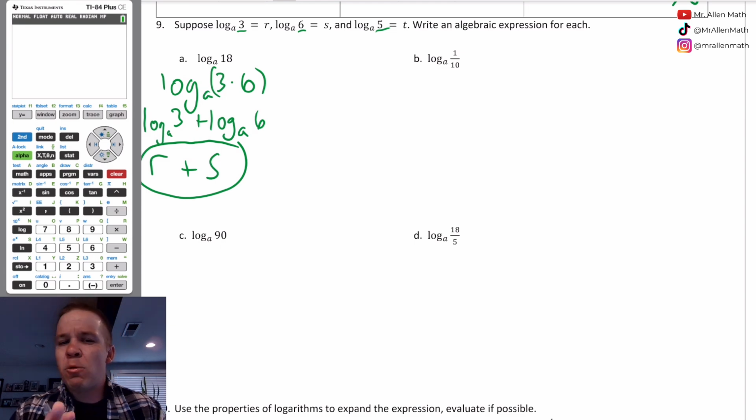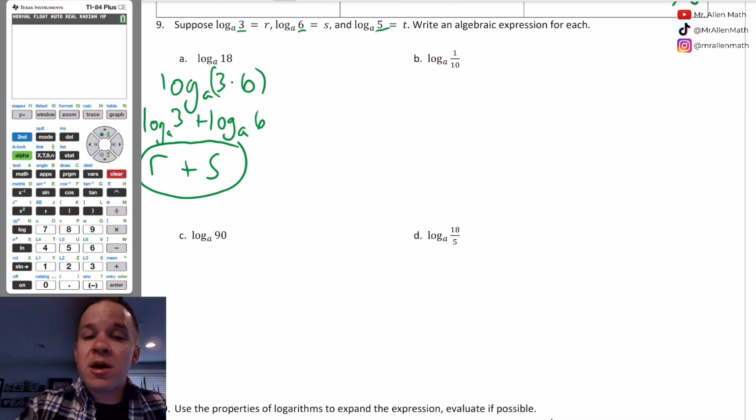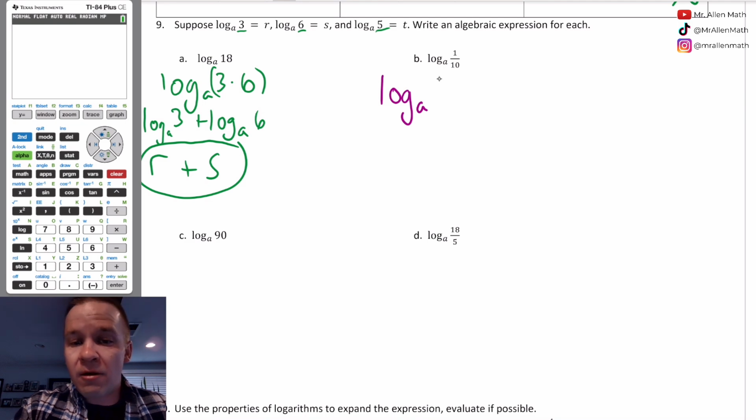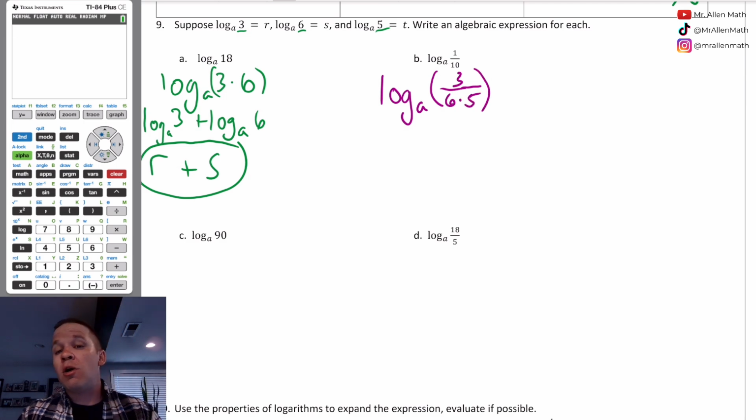Well, we're not going to get 1 over 10 outright because we have no 1 or 10. But what if I multiplied 6 and 5? That's 30. And what if I did 3 divided by 30? That would simplify to 1/10. So that's the move we're going to make. We got log base a of 3 over 6 times 5. Right? That would be 3 over 30, which simplifies to 1/10. So this is an equivalent log expression.